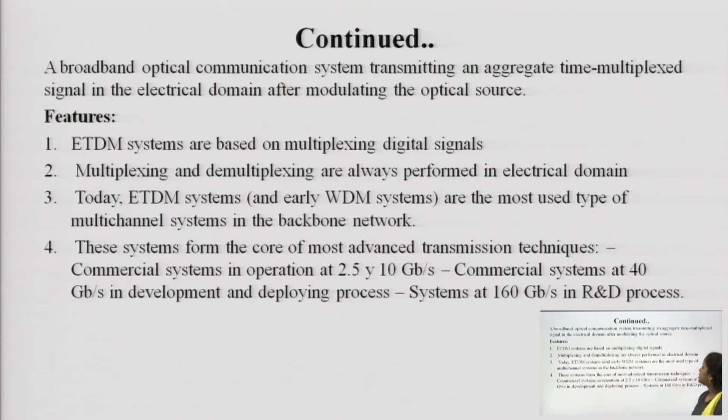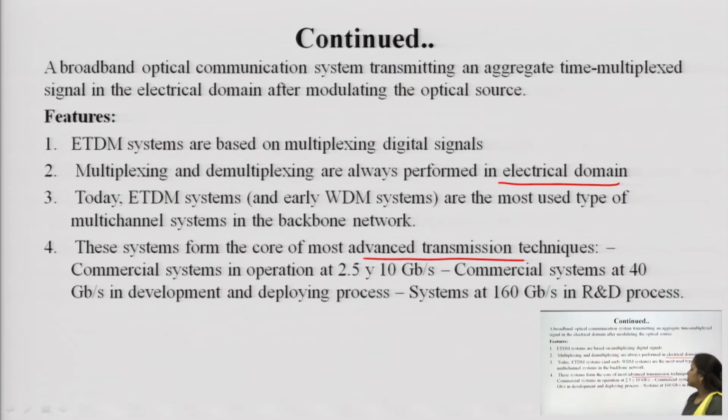A broadband optical system transmitting an aggregate time multiplex signal in the electrical domain after modulating the optical source. What are the features? ETDM systems are based on multiplexing digital signals. Multiplexing and demultiplexing are always performed in the electrical domain in the case of ETDM, but in the case of OTDM it is performed in the optical domain. Today ETDM is the most used type of multi-channel system in the backbone network. This system forms the core of the most advanced transmission techniques.